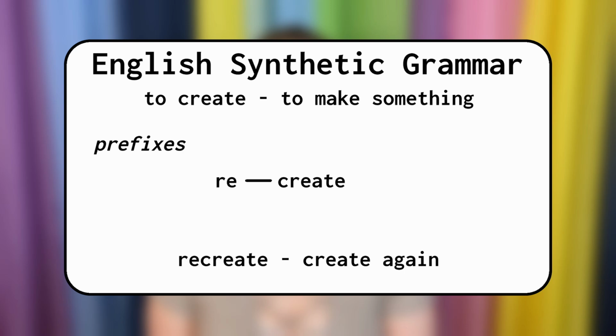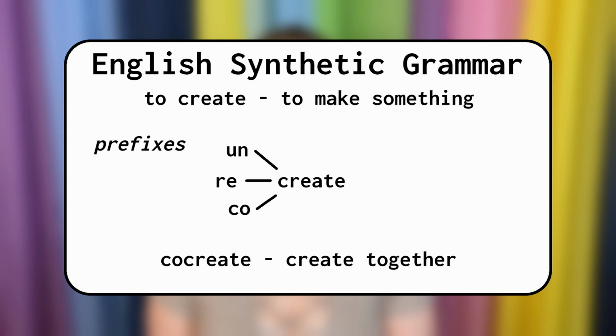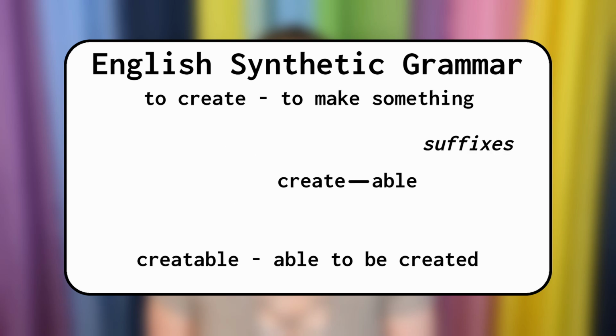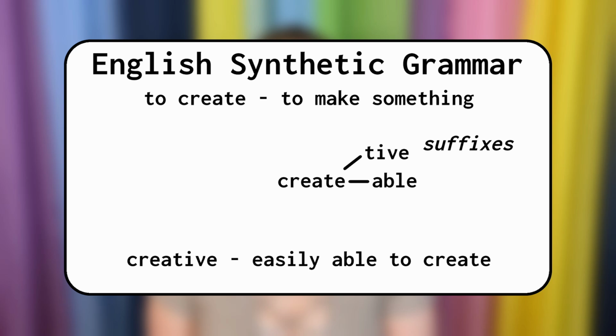Adding re makes recreate, to create again. Adding un makes uncreate, to undo the thing created. Co plus create is co-create, to create something together. Adding able at the end of create makes creatable, able to be created. Create plus tive becomes creative, meaning easily able to create.